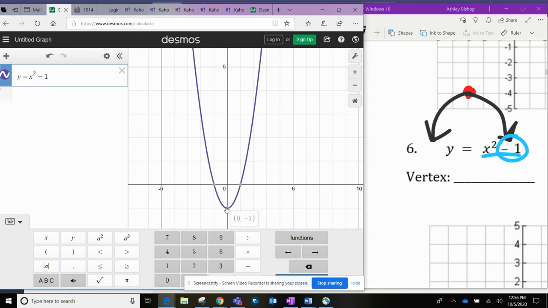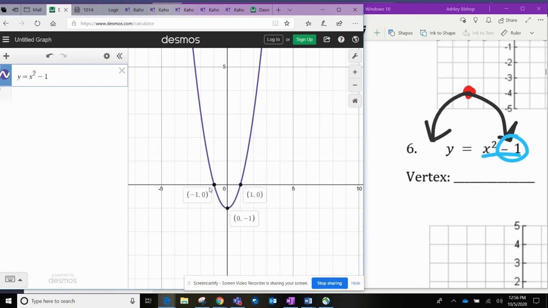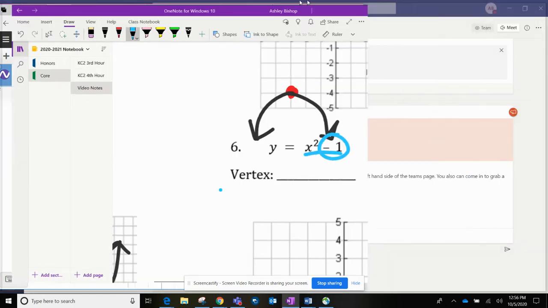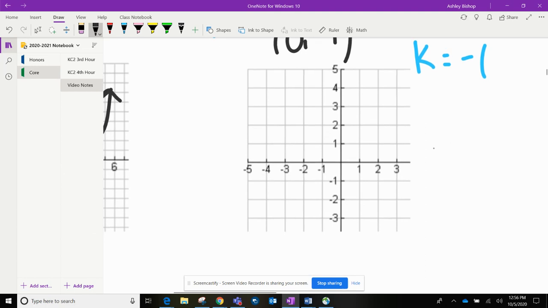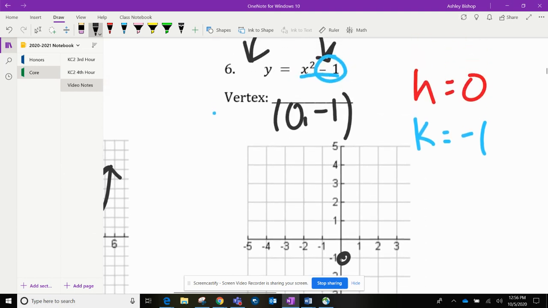I can click on my vertex, not these points. We'll talk about what these are tomorrow, but your vertex is either at the very bottom or the very top of your parabola. And that is 0 comma -1, which is what I got. My vertex is h comma k, 0 comma -1. And so that's going to be down here, and it opens up.